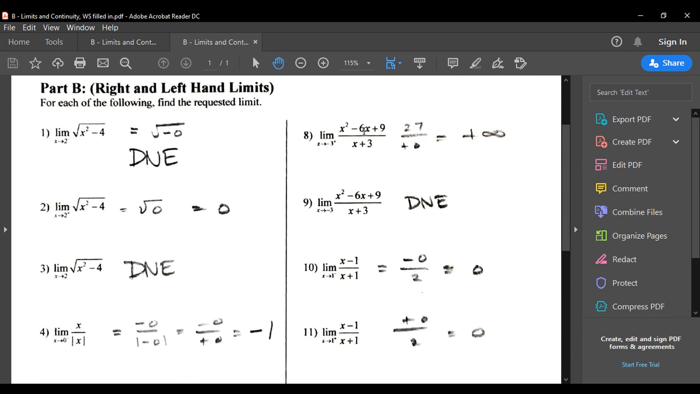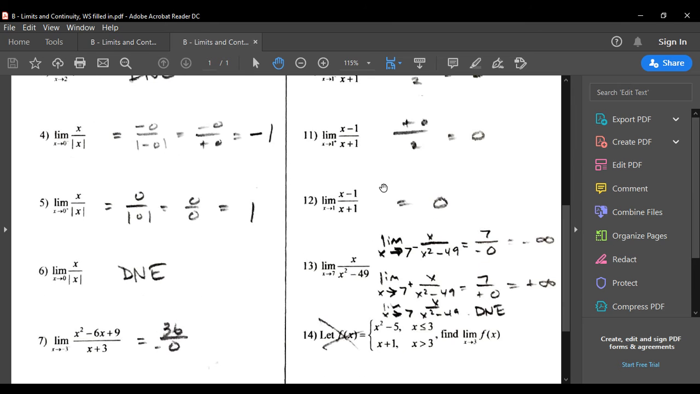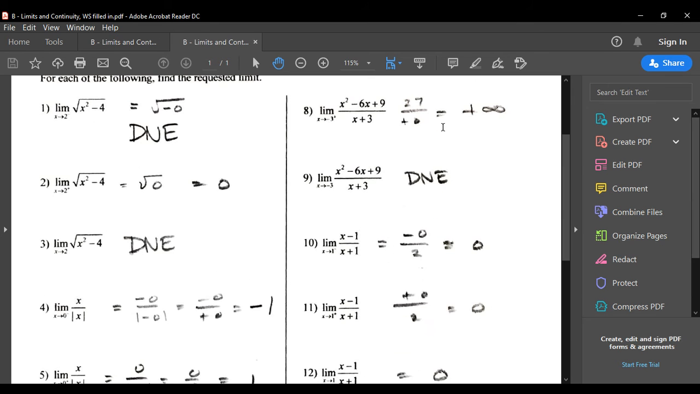If I look at number 8, we've got x approaching -3 from the positive direction, from the right-hand side, so it's going to be a number that's slightly greater than -3. So x plus 3 is going to be a number slightly greater than 0, and I have 27 over that. Sorry, that should be 36, not 27. That should be 36 over just a small positive number, which would approach positive infinity. And since the two don't agree with each other, the overall limit as x approaches -3 does not exist.